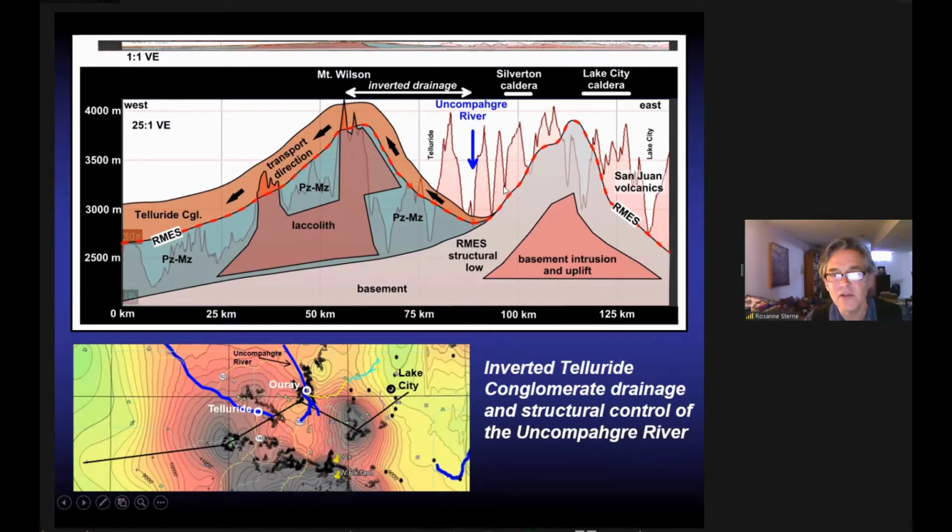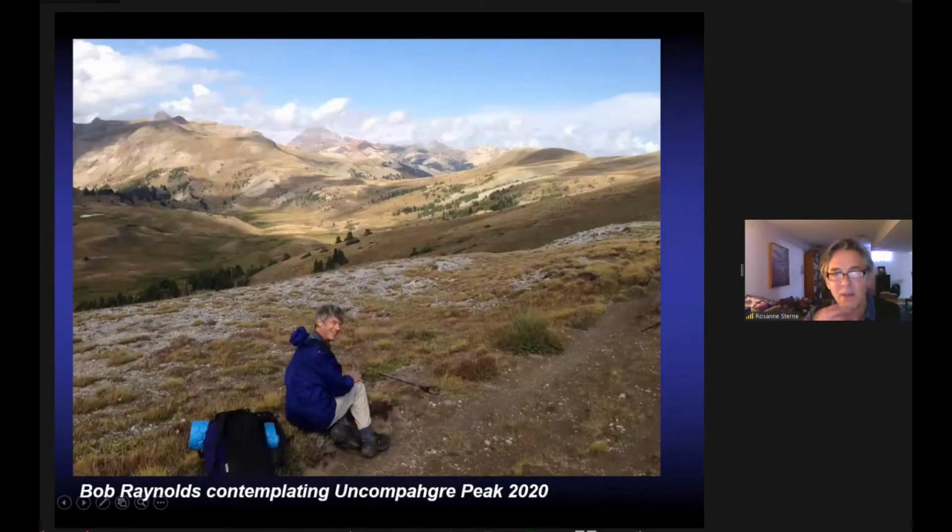And then you can see here, this is a basement high that Bob Reynolds likes to call a tumescence. A volcanic tumescence may have uplifted the basement over in here. And he figured that out by walking between Ouray and Lake City last summer. And here we are high up, staring at Uncompahgre Peak in the distance off here. We did 9 days in the San Juans walking through this terrain. It was great till we got chased out by snow.